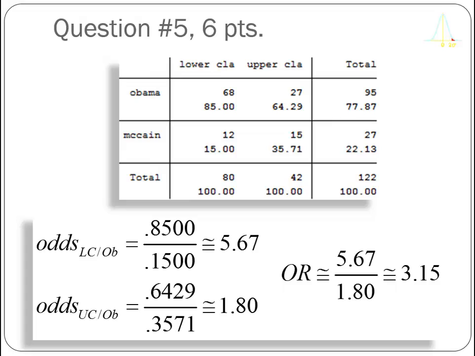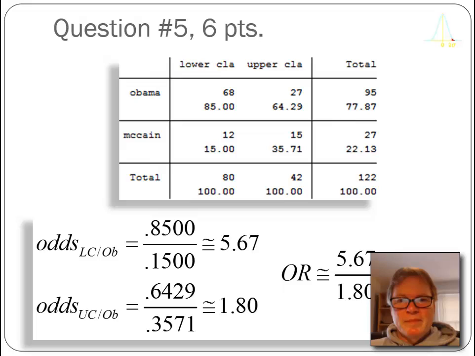How do we compare those two numbers and put them into a metric that's understandable? We take the ratio of the odds of lower class voting for Obama to the odds of upper class voting for Obama, 5.67 divided by 1.81, and get an odds ratio of 3.15. And what that number tells us is that when we compare lower class to upper class, the odds of people in the lower class voting for Obama were over 3 times greater than people in the upper class. It's a nice metric to help us understand the table.